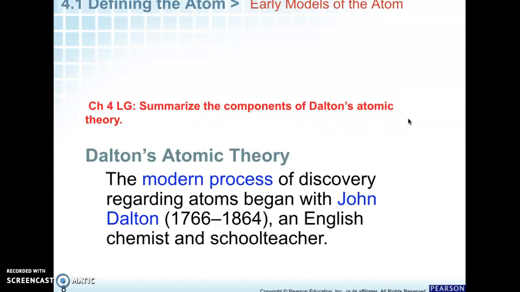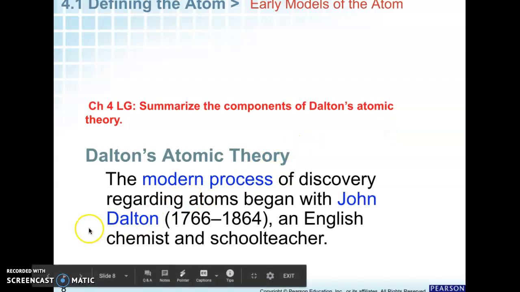Okay, next, and this is the learning goal for this section, and that's to summarize the components of Dalton's atomic theory. Dalton's atomic theory is really the first modern process about the atoms and about atomic theory. What we mean by that is that he actually did lab work and experiments, and from his observations and findings, he came up with a four-part atomic theory. So it's a modern process by John Dalton. And this is about 200 years ago where he did this work.